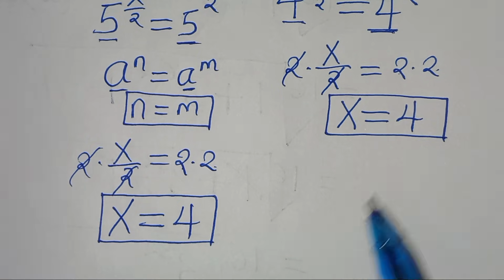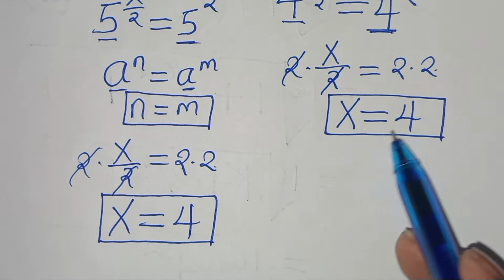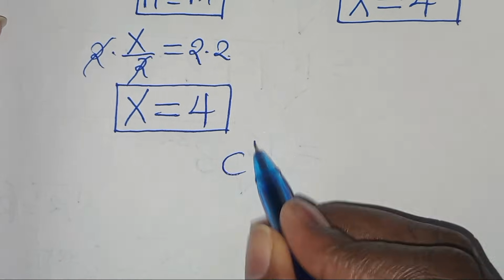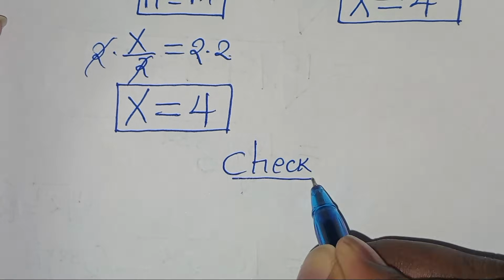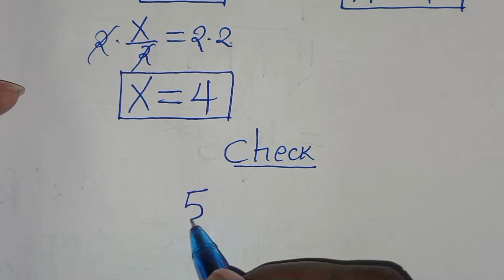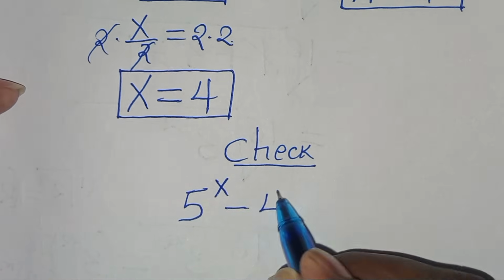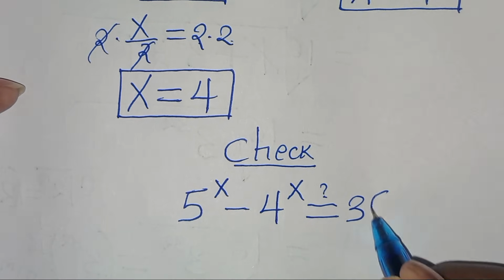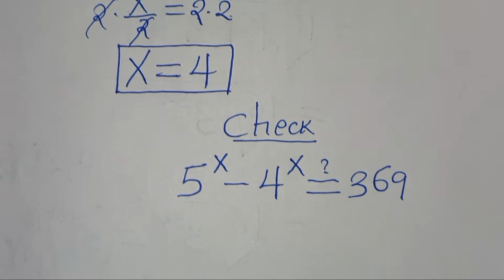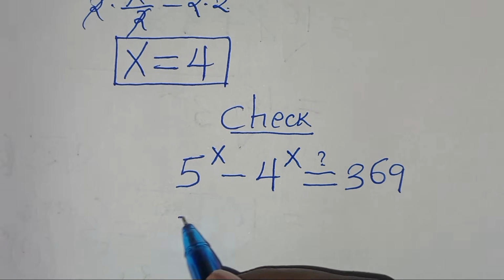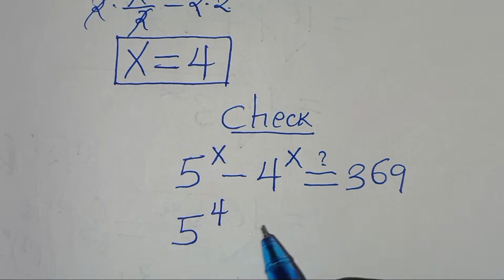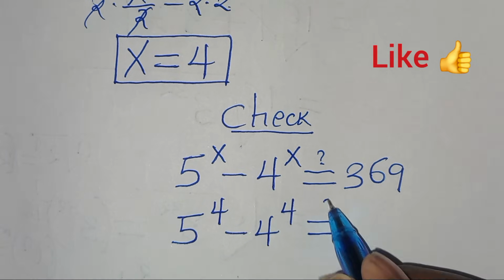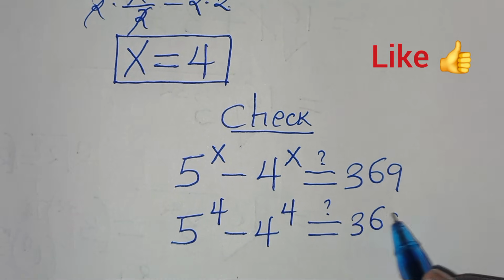Now, the next step from here, let's verify or let's check if this value of x satisfies the equation. So let's check from here. Now, we have that 5 to the power of x minus 4 to the power of x is supposed to give us a value of 369. So let's substitute the value of x. This is 5 to the power of 4 minus 4 to the power of 4. This is supposed to give us a value of 369.